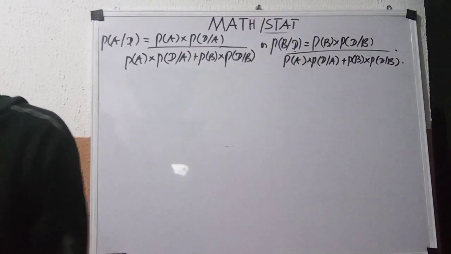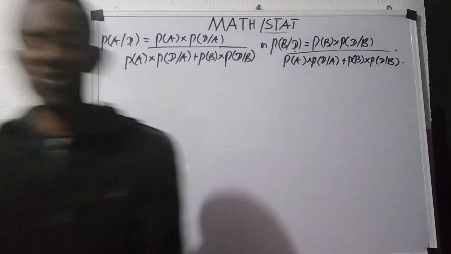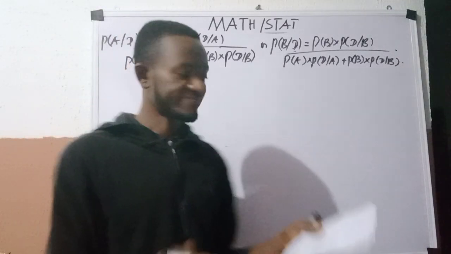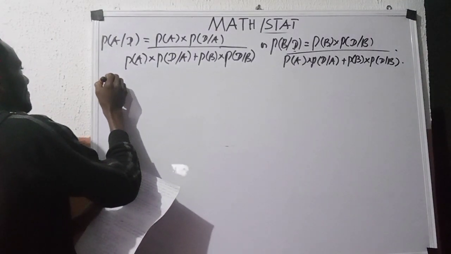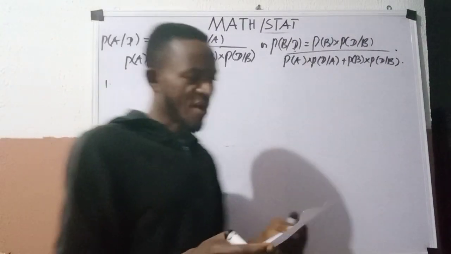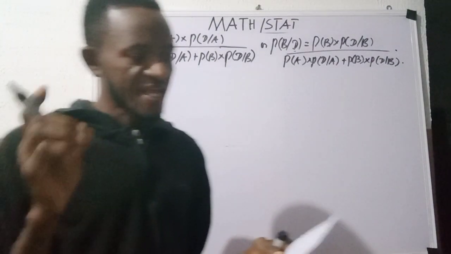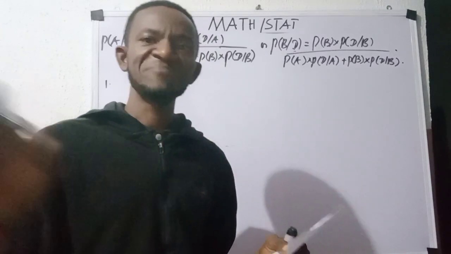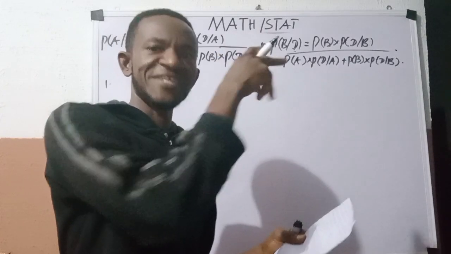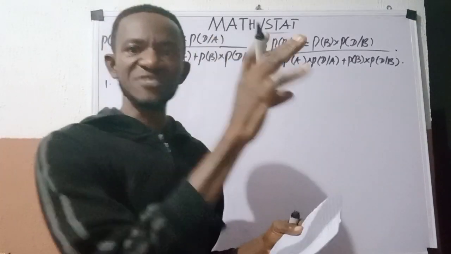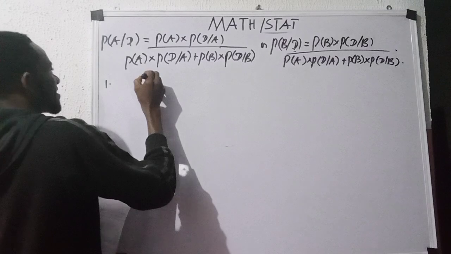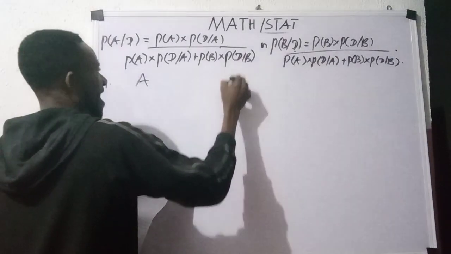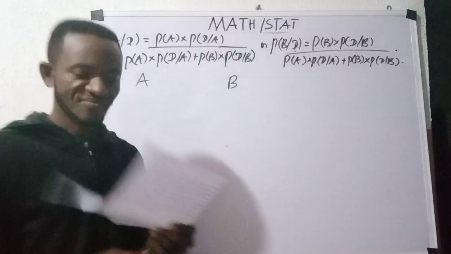The question says, and I read with you. Question number one says, a factory has two plants, A and B, just like our events in the sample space, A and B. So those are the factories, A and B. We go ahead.